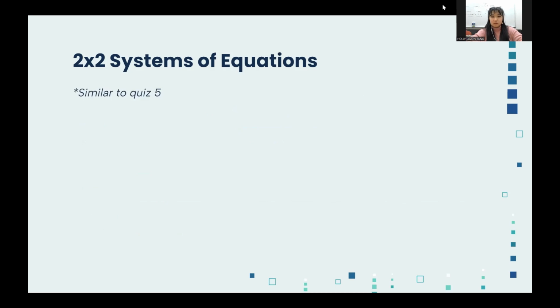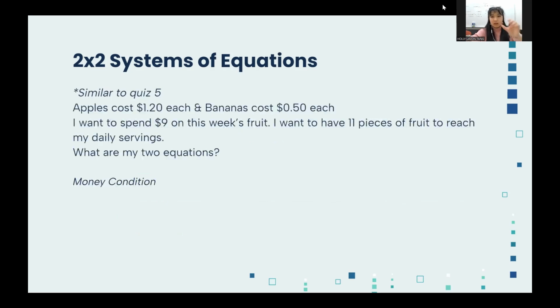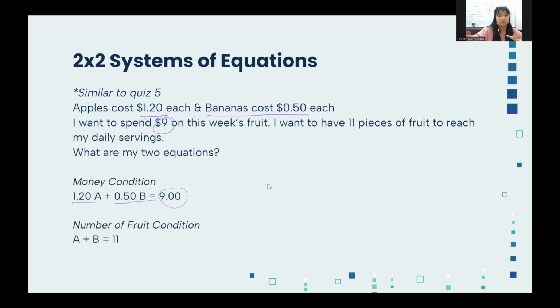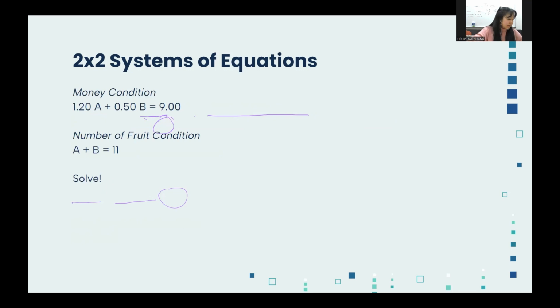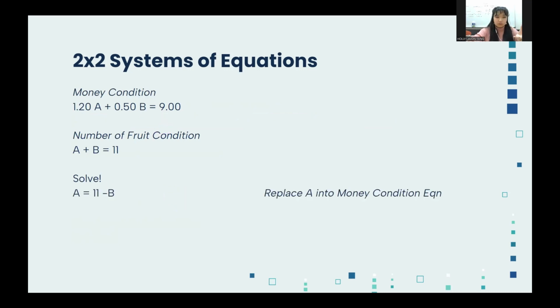So hopefully this is familiar. We have our money condition. We related our cost with our apples, and then our cost with our bananas. And then we also related the cost that we want to spend at the very end. So we'll have those 3. Right, this relates to this. Banana cost here, and then the total cost here. All right, and then we also want the number of fruit, and we know that we want 11 of them, so my apples plus my bananas is equal to 11.